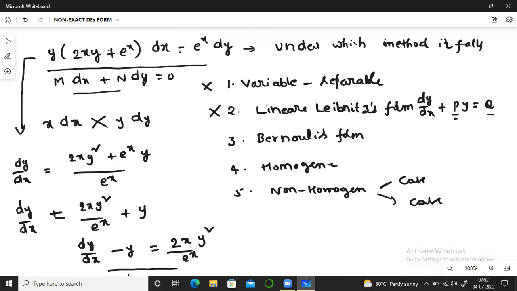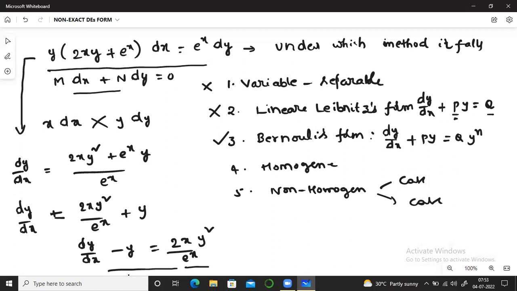What is Bernoulli's form then? Now you have to check whether it is Bernoulli's form or not. dy by dx plus py is equal to q into y to the power n, where p comma q are functions of x only. So now this problem is satisfying Bernoulli's form. It means you can solve this problem by using Bernoulli's method also. You need not solve only by the non-exact differential equation, or by the inspection method only.